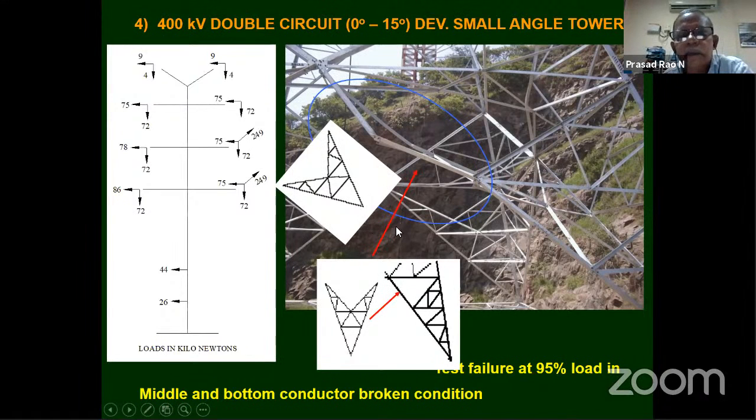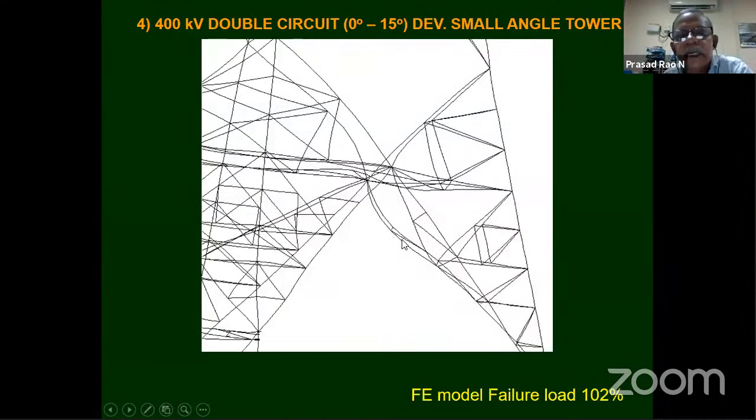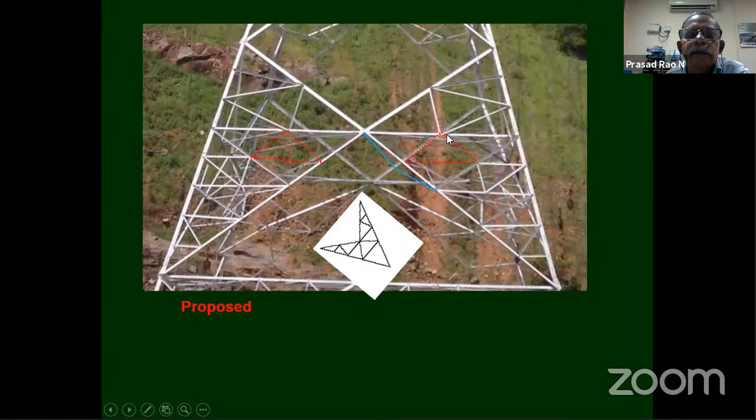So this is the finite element model simulation. You can see here the same type of failure. Our finite element will predict a rigid model because we are not modeling every joint, we are not modeling bolted connections. So that will assume a rigid model only. And this has given a failure 2% higher than the test value. The final version is this one, dotted line. The secondary bracing in the elevation has been introduced. After that, this tower has passed.